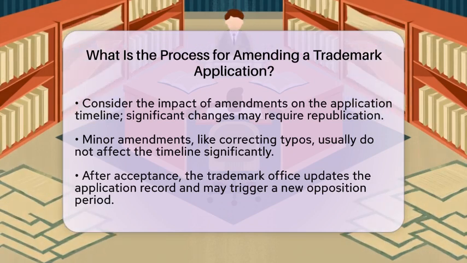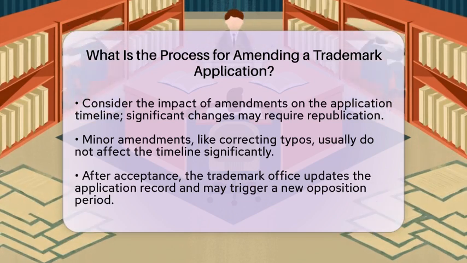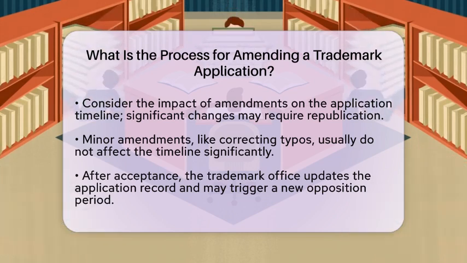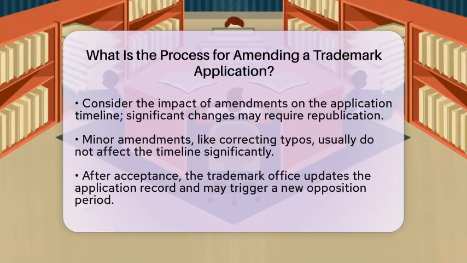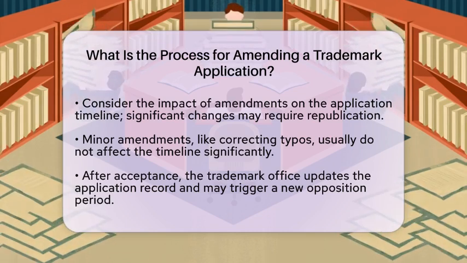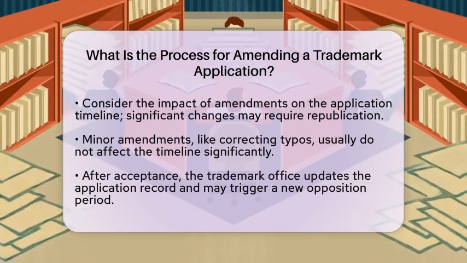After your amendment is accepted, the Trademark Office will update your application record. If your application was already published, this amendment might trigger a new opposition period. If your application is registered, the amendment will become part of the official registration record.